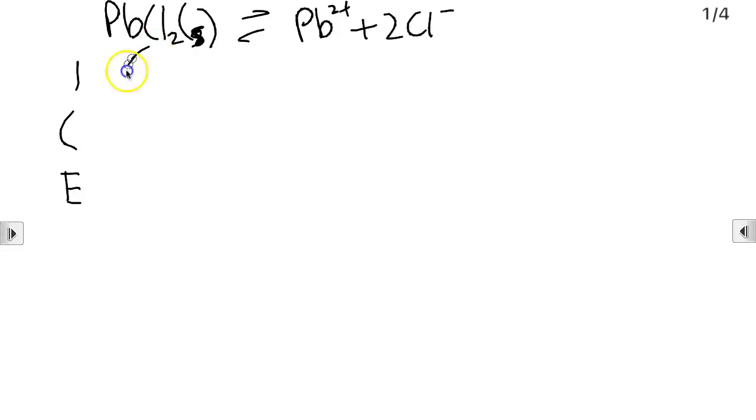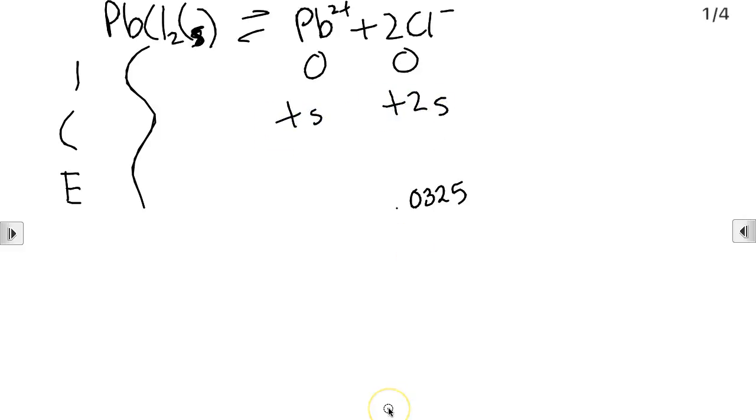From the information they just gave me, at equilibrium the molarity of chloride is 0.0325 molar. So the bottom line of this is 0.0325 molar. And I know I start with none. I know this is plus S, and I know this is plus 2S. Can I solve for S? Yeah. S is going to be 0.0325 divided by 2, which is 0.01625.